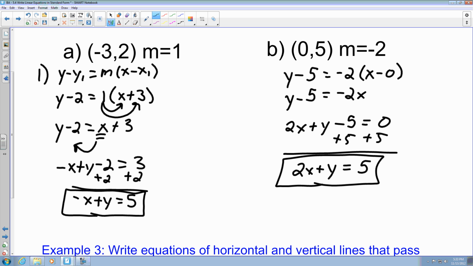Now, there may be some examples where they just give you two coordinates. So we'd have to find the slope. Once you find the slope, you would use our equation for the slope, m equals y2 minus y1 over x2 minus x1. And then you just use the same steps that we did for examples A and B.